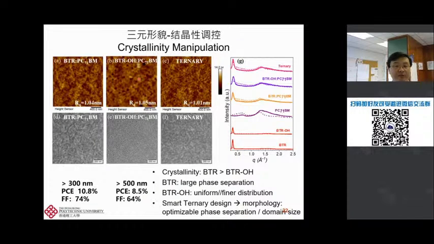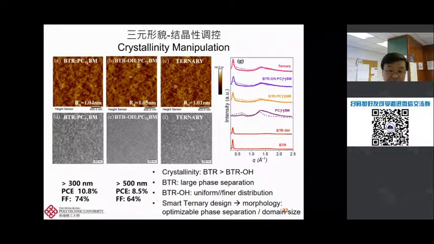crystallinity. When we tune the morphology, we will be able to get a crystallinity in the intermediate phase, in the intermediate level, which tells us that the crystallinity and the domain size are important parameters for getting efficient solar cell morphology. Therefore, this is a new parameter we can use to tune the morphology here.